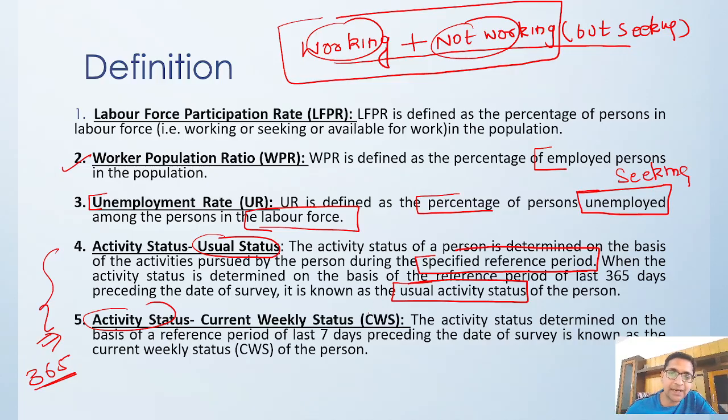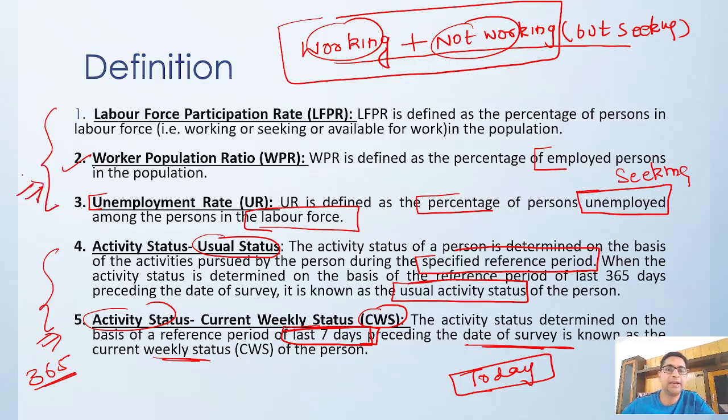Then there is the current weekly status. The activity status is determined on the basis of a reference period of the last 7 days, what that person has done in the last 7 days preceding the survey. If the survey has to be done today, then what the person has done in the last 7 days is called current weekly status. But the most important are these three: labor force participation rate, worker population ratio, and unemployment rate are very, very important for this category.